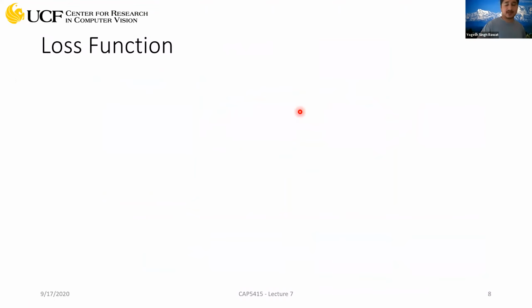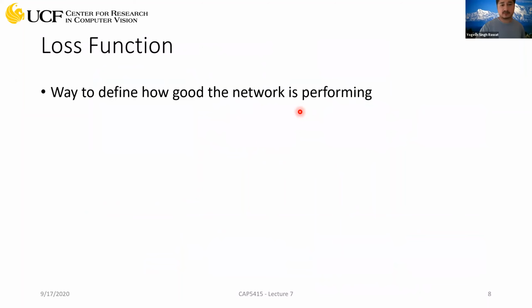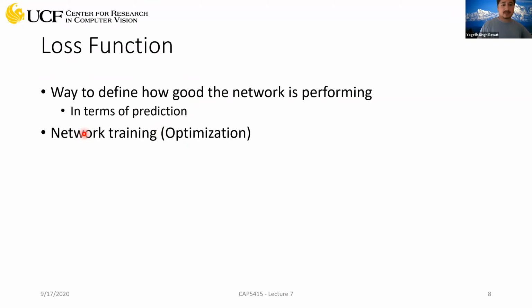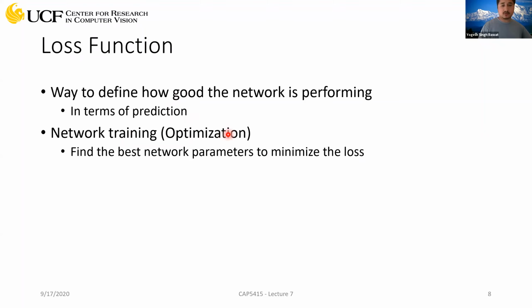I said we need a loss function to estimate how good our network is predicting, right? When we say how good, we mean in terms of prediction, what it should be predicting and what exactly it is predicting. And the network training, the update we make to the kernel weights, we call that optimization. So the goal is we want to find the best network parameters, in this case the best kernel weights, which can extract the right set of features such that we minimize this loss.